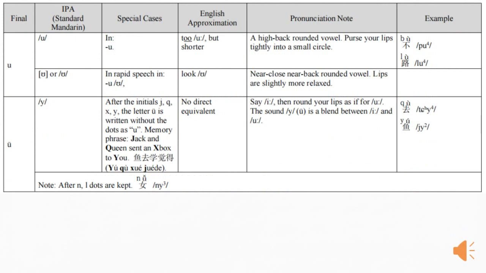You can use different memory phrases to remember these four letters. For example, Jack and Queen said an Xbox to you.